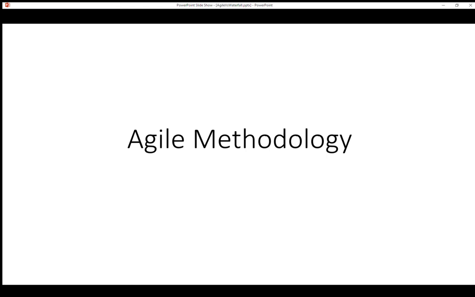I've been working on Agile methodology for a decade. Today I take this opportunity to introduce you to the Agile methodology. So let's get started.